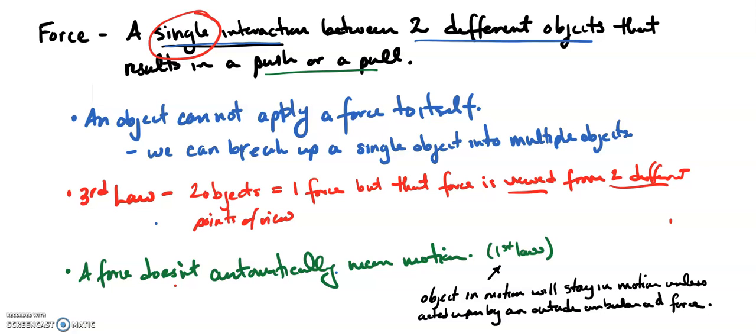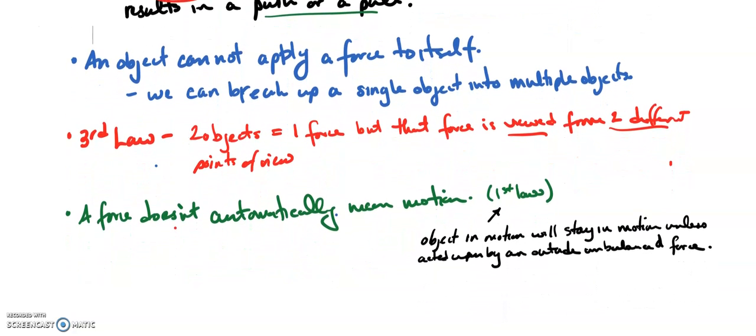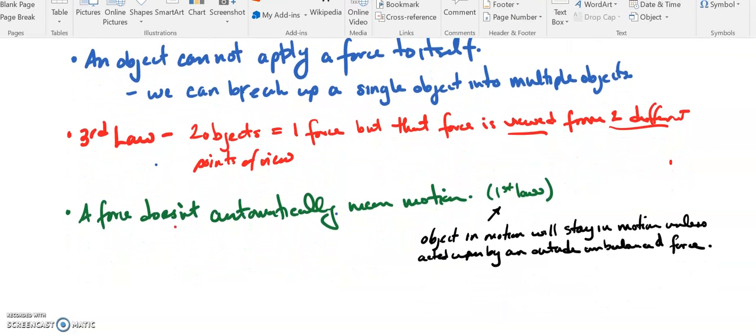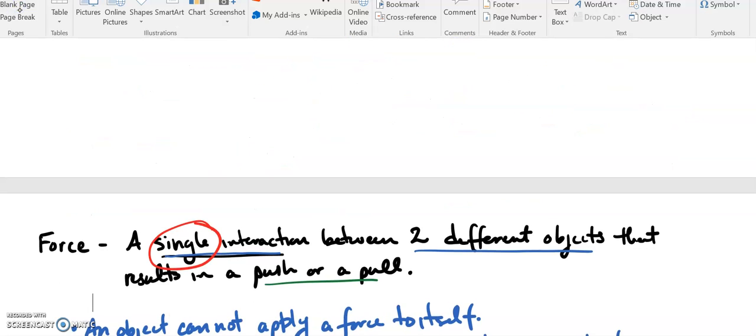Step 2 is just going through the basic forces that we will be using in this course. So now we're going to talk about the different types of forces that we're going to come across. There are 4 forces that we're going to be focusing on, and they are as follows. All right, so we have gravity.